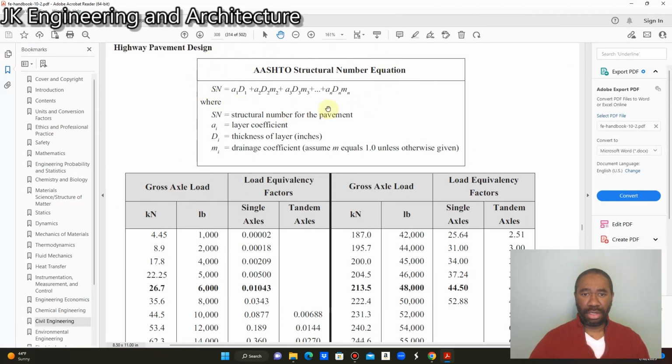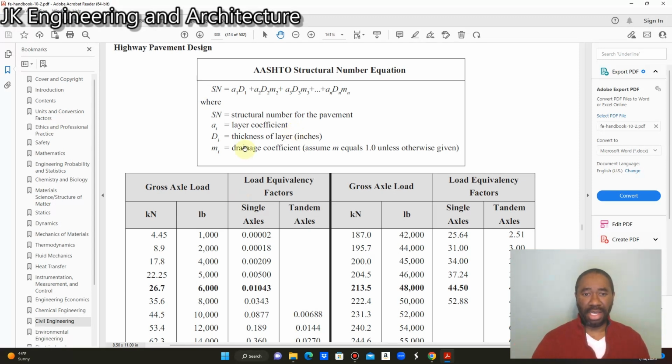This is a formula here on how to calculate the structural number for your pavement. So the structural number is equal to A1 D1, plus A2 D2 M2, plus A3 D3 M3, and so on. So it is dependent on how many layers you have in that particular pavement design. Where A is equal to the layer coefficient. So depending on the type of material that you're using for a particular layer, that material has a coefficient. So if you're using river shingle, or marl, or gravel, that particular material has a coefficient, and it is taken from a geotechnical chart, and you can get those values from that chart, and you know your layer coefficient for each layer.